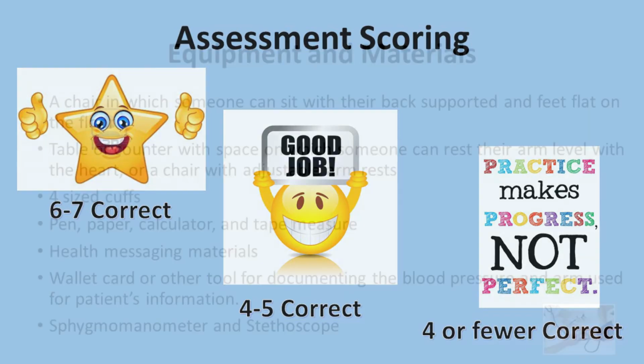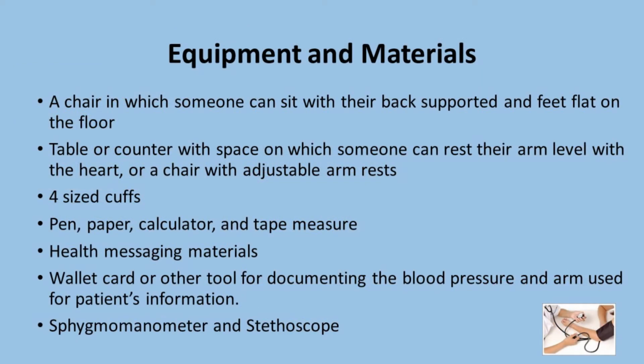none was perfect. The equipment materials needed to support an accurate blood pressure reading and patient education should include a chair in which someone can sit with their back supported and feet flat on the floor, a table or counter with space on which someone can rest their arm level with their heart, or a chair with adjustable armrests.